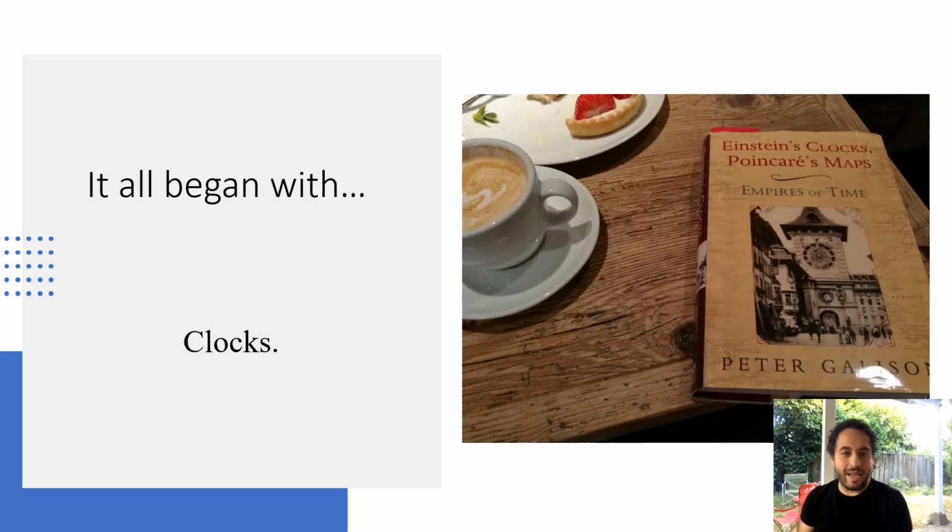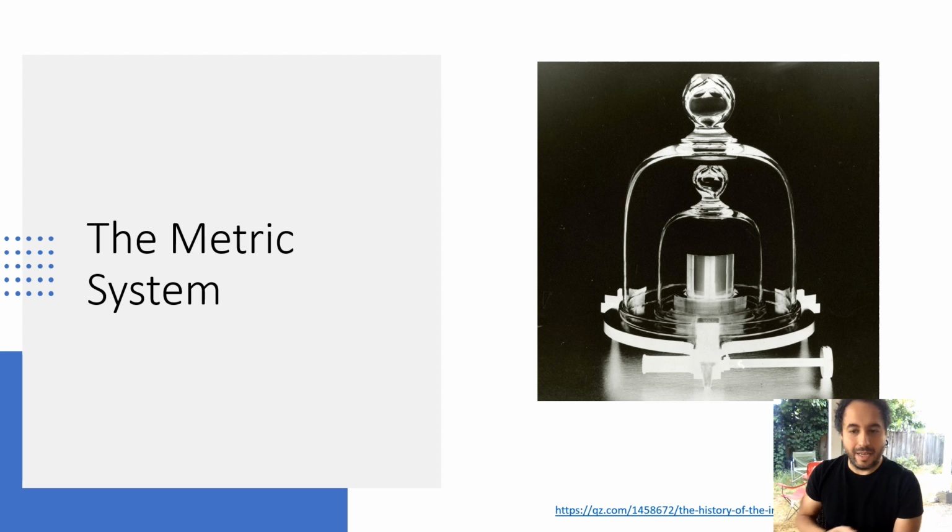And it all began with clock synchronization. There's this beautiful book by Peter Galison. It's called Einstein's Clocks and Poincaré's Maps. It lays out a very nice, fundamental, and easy to follow picture of the history of synchronization. Of course, it's in context of clocks. It all began with the efforts to standardize the units we use, called the metric system.